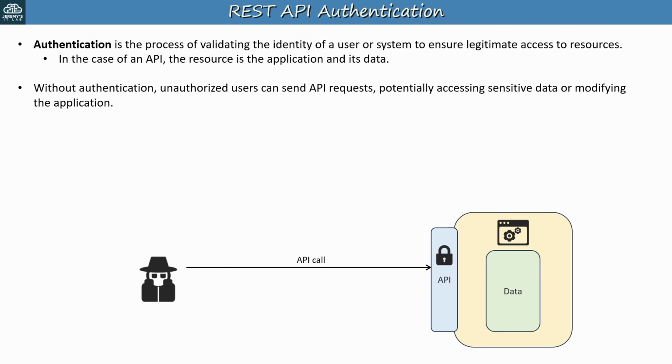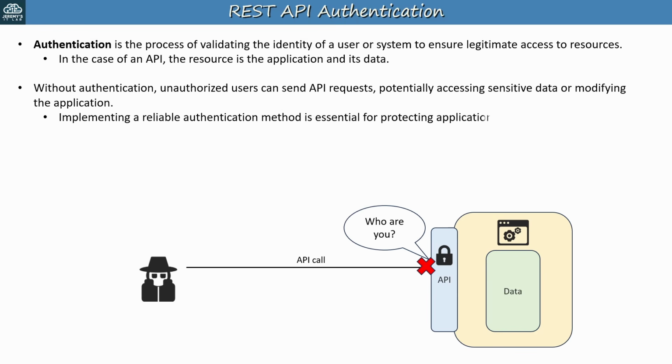When the malicious user makes the API call, the API should authenticate the user, asking, "Who are you?" If the authentication process fails, the request is denied, and the user doesn't get access to the data. Implementing a reliable authentication method like this is essential for protecting applications and data that aren't meant to be publicly available. And in addition to security concerns, many APIs track usage for analytics and billing purposes.